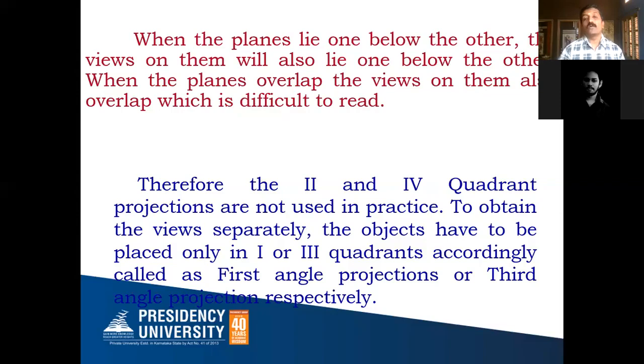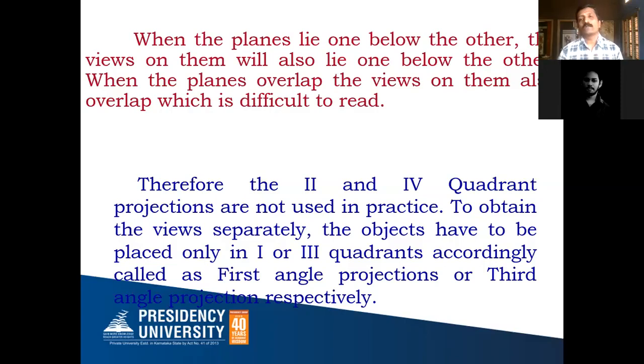Whereas the second and fourth quadrant projections are not being used. Why? Because in both cases, the planes of projection will overlap with each other, as well as the front view and top view will also overlap with each other. If both the front view and top view overlap with each other, then we could not analyze the drawing and we could not make out which is the front view and which is the top view.